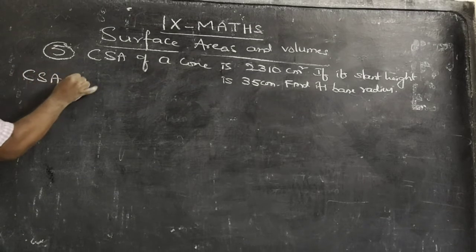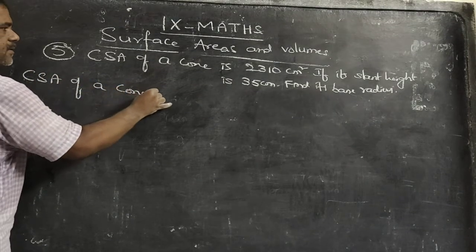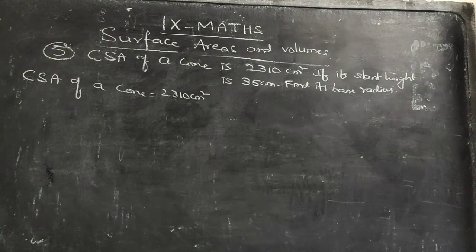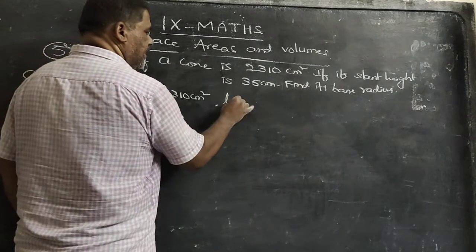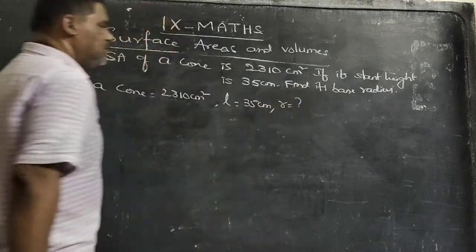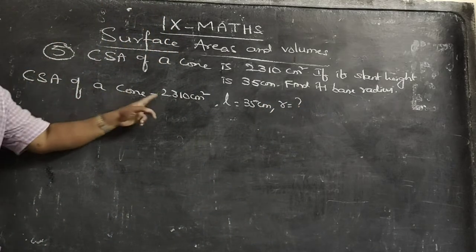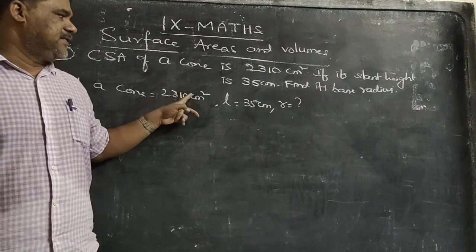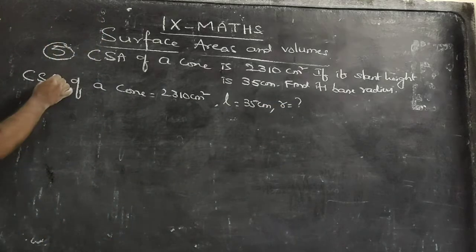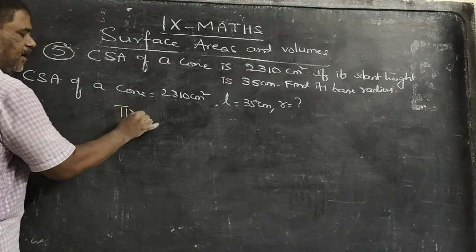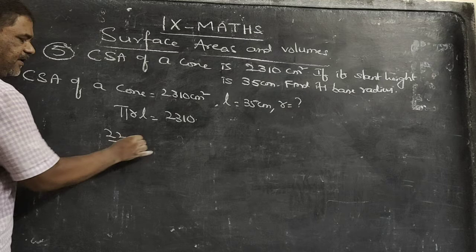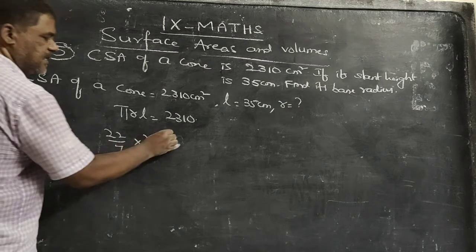Now CSA of a cone is given as 2310 centimeters square. Next, slant height is given, L is equal to 35 centimeters. Now the R value you have to find out. Curved surface area of a cone is given as 2310 centimeters square. Slant height is 35 centimeters. Now we should find out the base radius. Curved surface area of the cone is given by the formula pi r L, that is 2310. Pi is 22 by 7. Base radius we should find out. Slant height is 35.